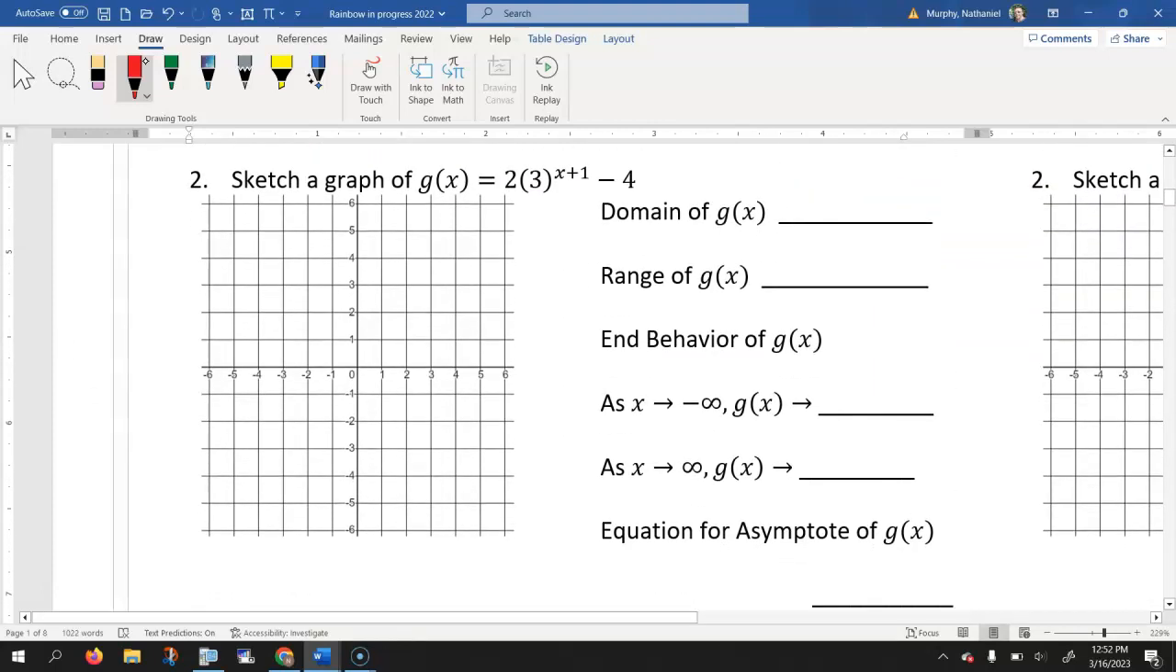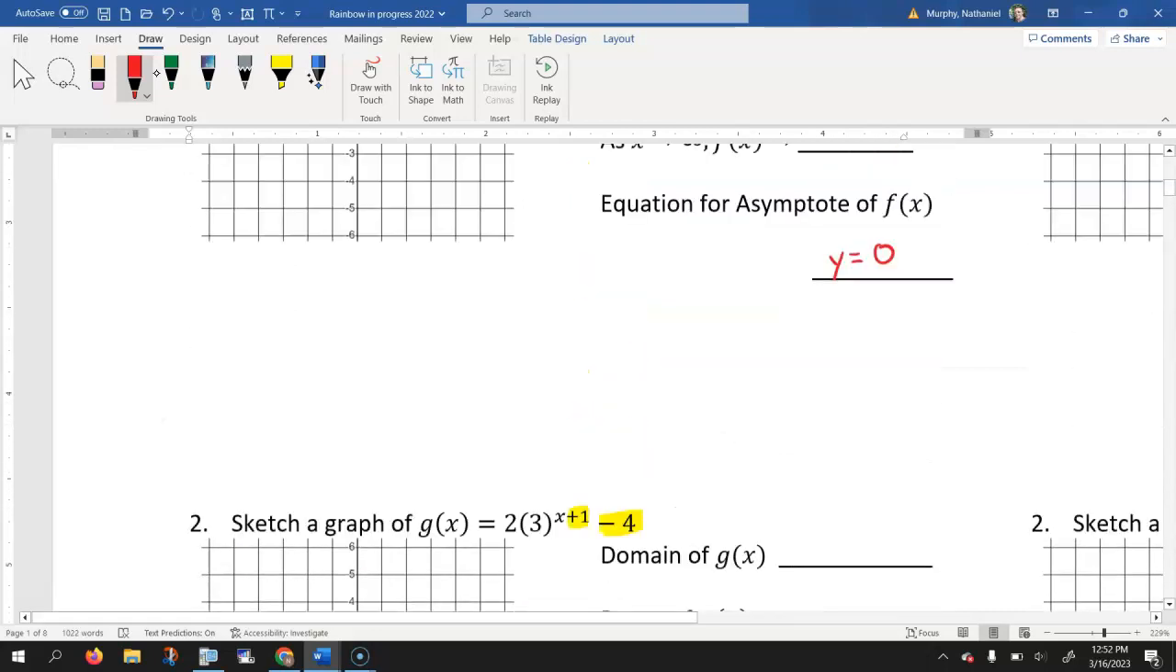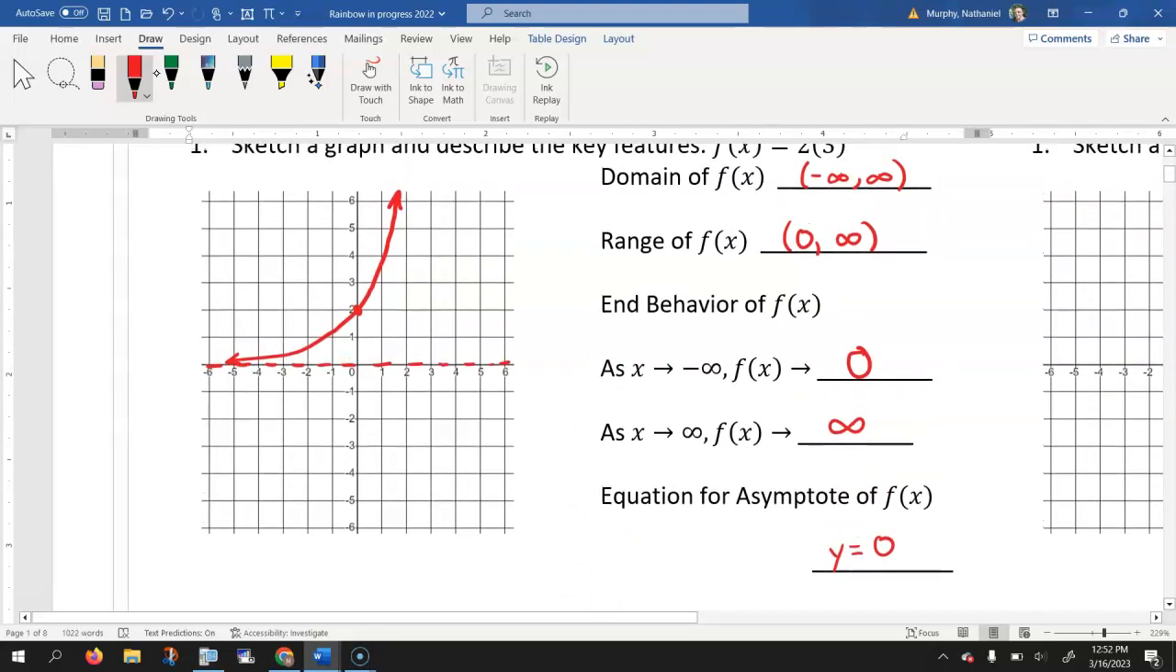All right, let's look at number 2. This is very similar to the previous one, except we are going to the left 1 unit and down 4 units. Let's start with the fact that we're going down 4 units. That means our horizontal asymptote, which was at y equals 0, moves down to where y is negative 4.